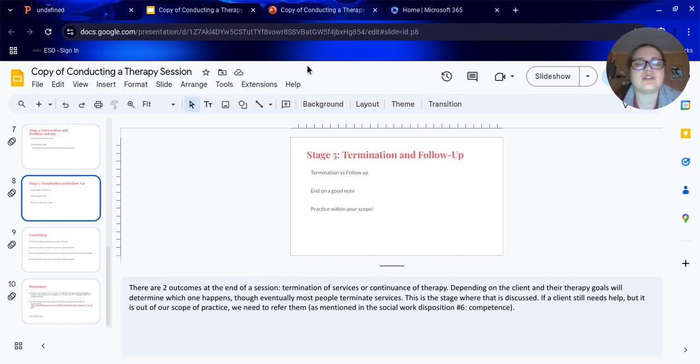If a client still needs help, but it's out of our scope of practice, we need to refer them, as this is mentioned in the Social Work Disposition number 6 of competence. We must practice within our scope.